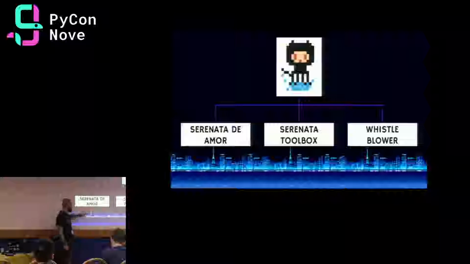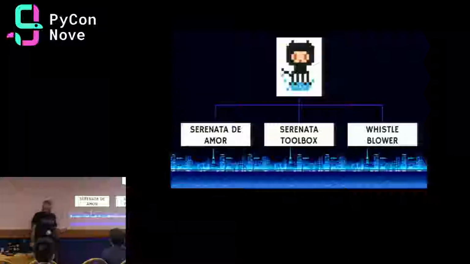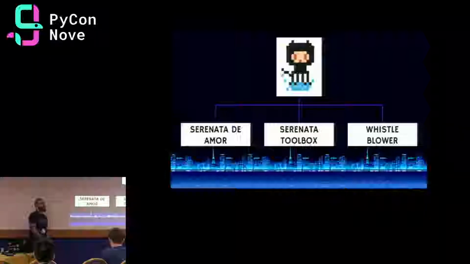So on GitHub, we have Serenata de Amor, Toolbox, and Whistleblower. Serenata de Amor, well, you're already curious. Why Serenata de Amor? Italian is the same in Portuguese. Serenata de Amor is a tofu. It's like a candy, a bonbon.